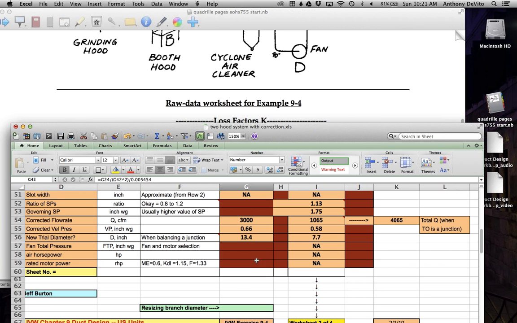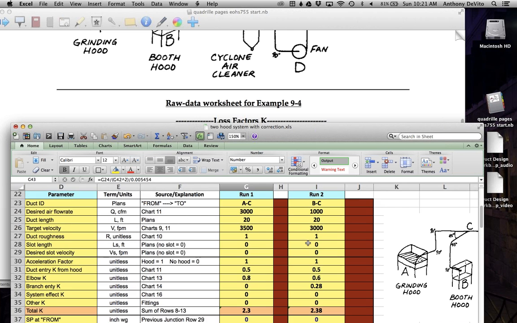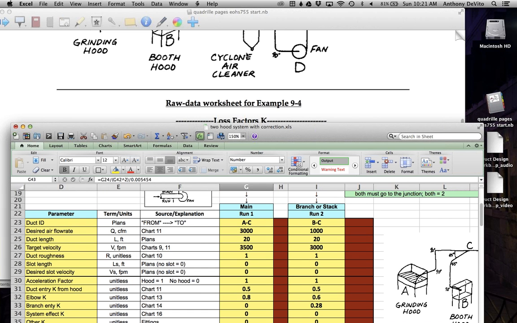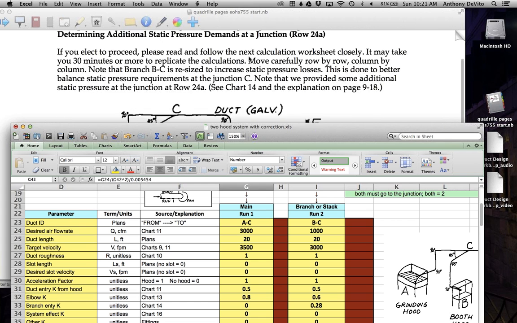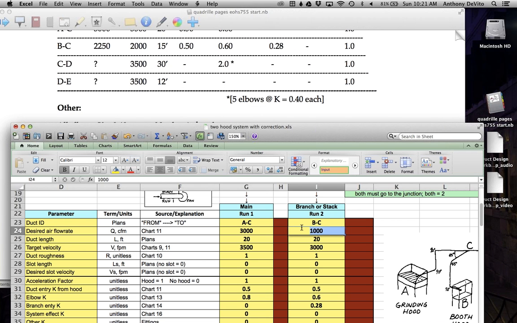Let's now move on to our next section, which is B to C. Okay, so let's take a look at B to C. We want 2,250 cubic feet per minute. We have 30 feet of ductwork. Our target velocity, or transport velocity, is going to be 3,500 feet per minute.